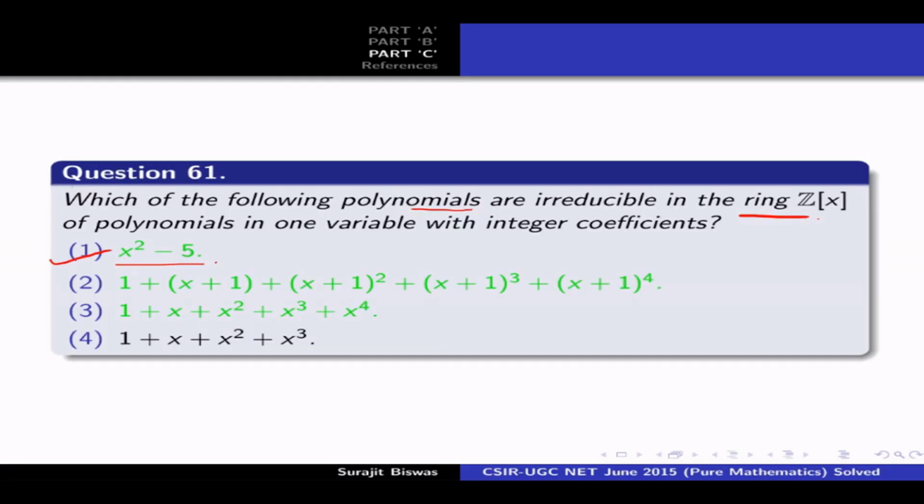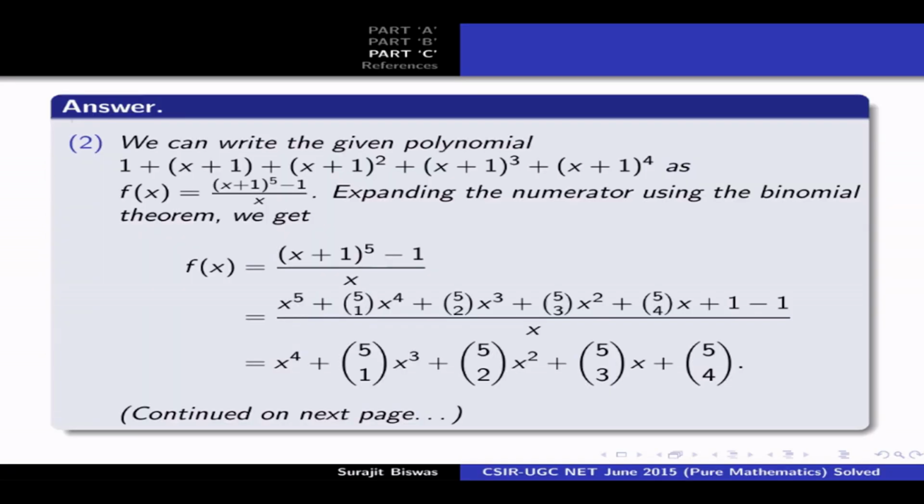Okay, so this one is correct. In the second option we have this polynomial, and we can write the given polynomial as f(x) equal to ((x+1)^5 - 1) divided by ((x+1) - 1), which is x.